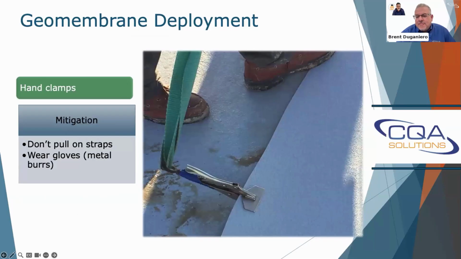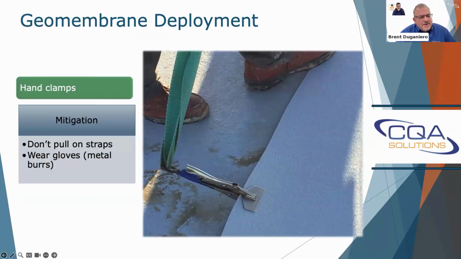The hand clamps. As they're pulling out the geomembrane, oftentimes they're using these hand clamps. We recommend, for quality issues, so we don't damage the geomembrane, that they round over the corners. In the process of rounding over the corners, we might have small burrs of metal, so you should be wearing gloves if you're using the hand clamps.